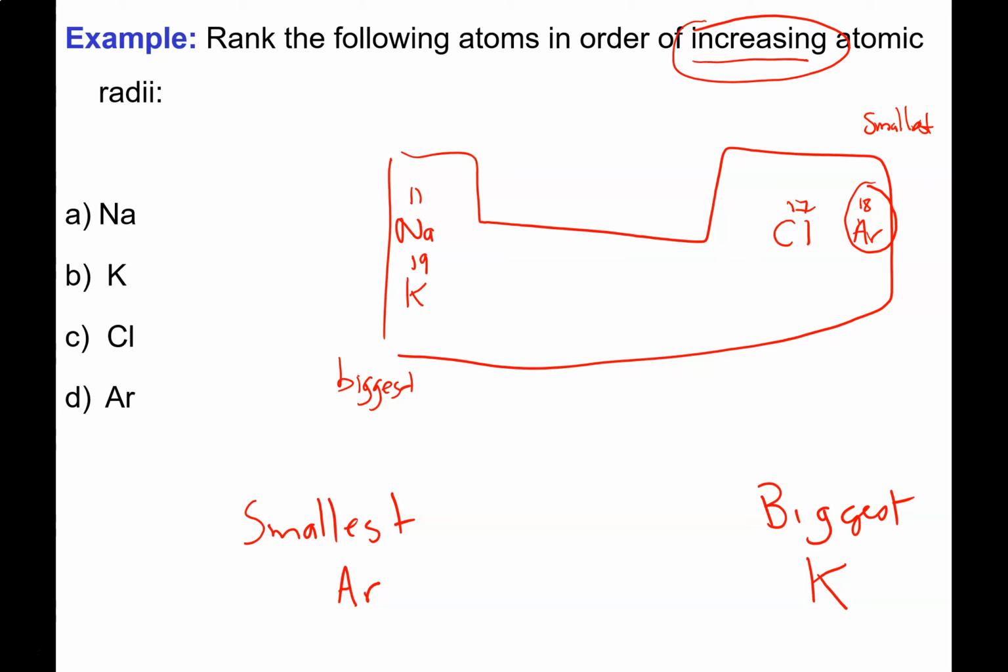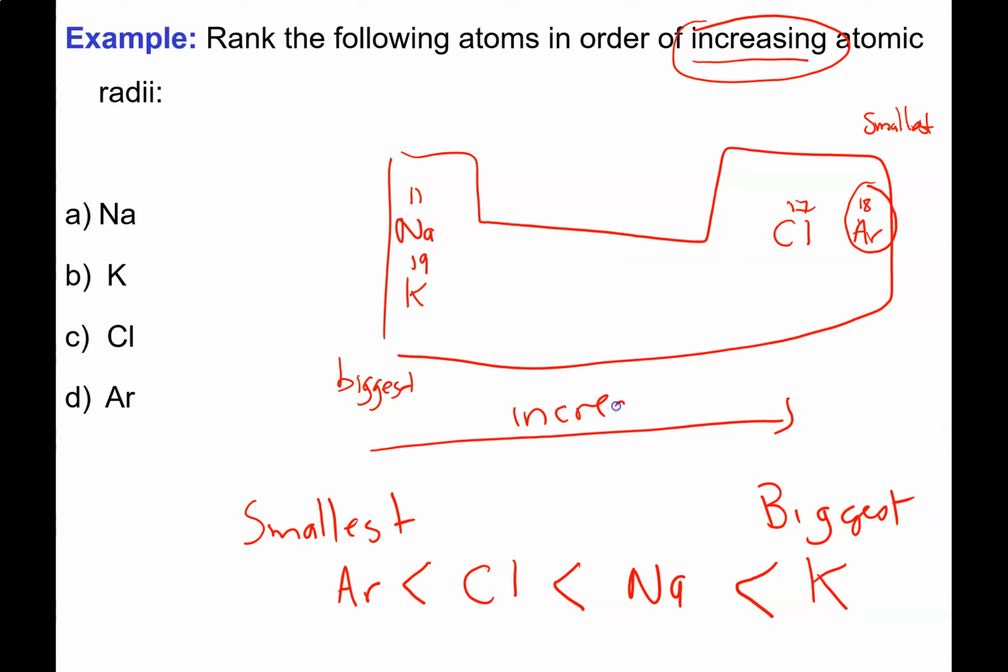And then as we move towards the left in this third row, we're going to be getting bigger and bigger. So it's going to go chlorine and then sodium. And if we want to get really fancy, we can put some symbols in here. Argon is smaller than chlorine. Chlorine is smaller than sodium. Sodium is smaller than potassium. You always want to make it clear how you're ranking things in a ranking problem, just in case you get the order reversed, and then you can at least get some partial credit for demonstrating that you knew the concept.